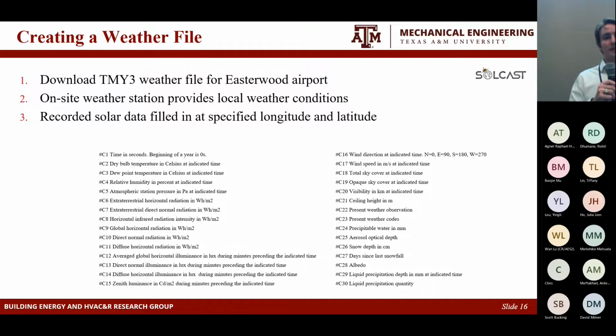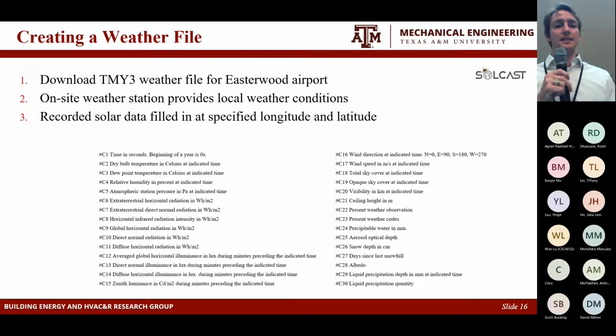So in the method of creating a weather file, we download the TMY3 weather file from the Easterwood Airport, which is the College Station Airport where Texas A&M is located. This we find on the EnergyPlus weather website. We can go into a text editor and modify the variables inside of it. At the bottom, you see there are 30 columns with relevant weather data that the Modelica library uses. So we replace all of our weather data with what is collected by our on-site weather station.